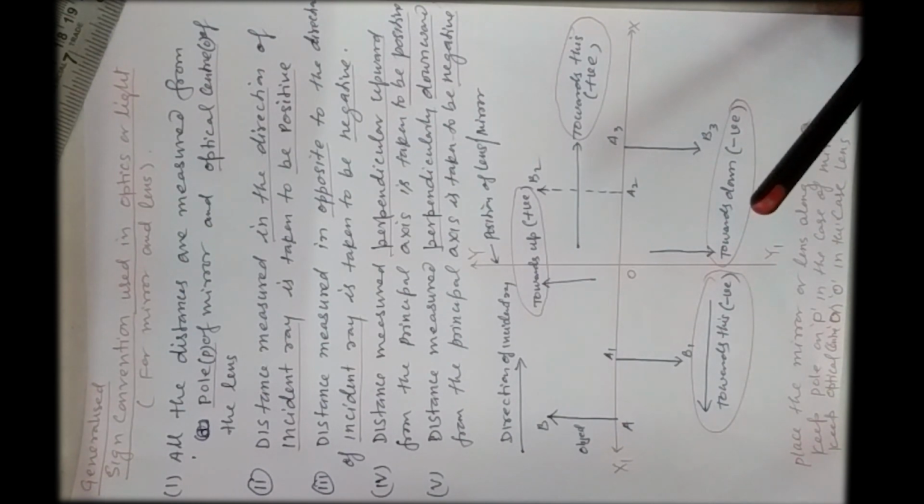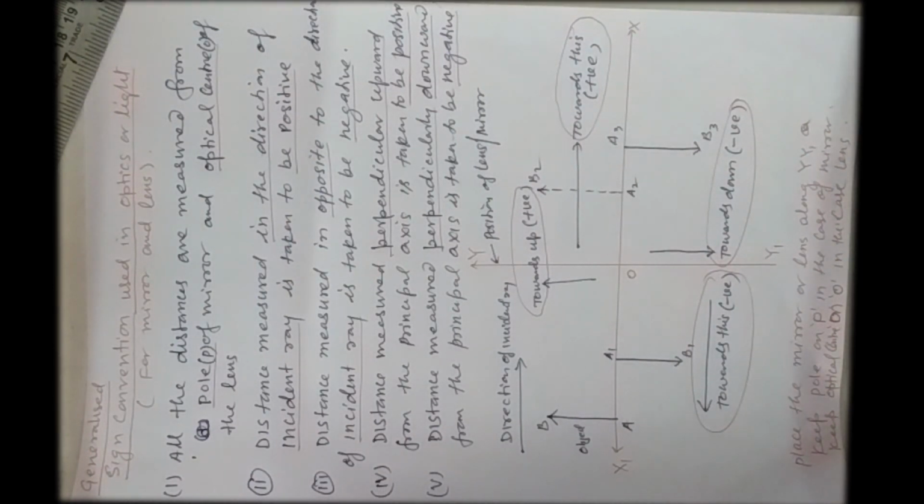So in all the cases, either it is a mirror or a lens, the object distance will always be negative because the ray is coming from the object to the lens or mirror. And it is measured from the lens or mirror, so it is always negative. So the object distance will always be negative.